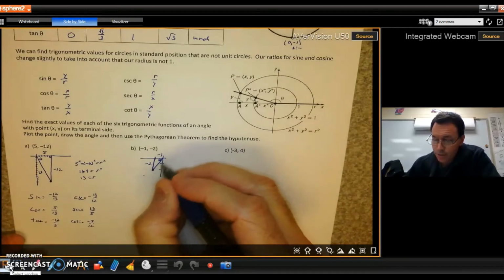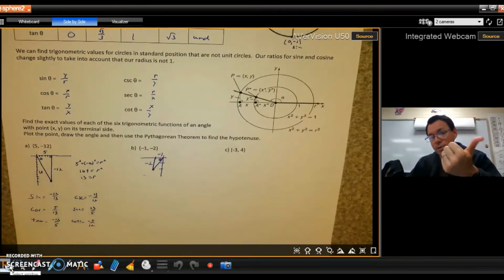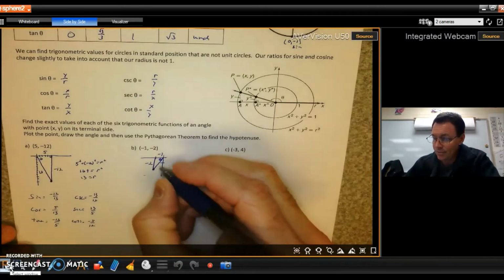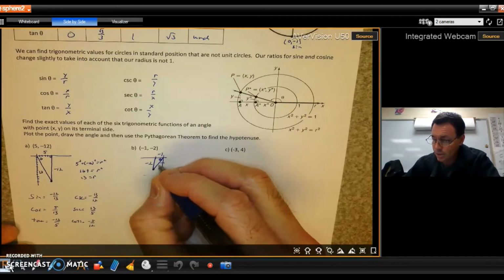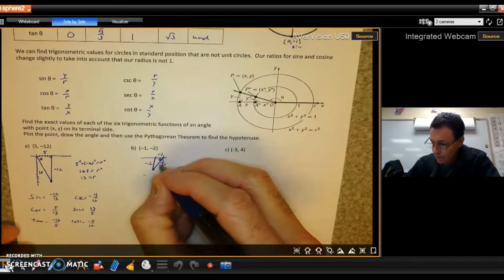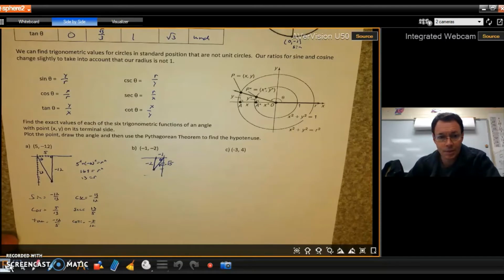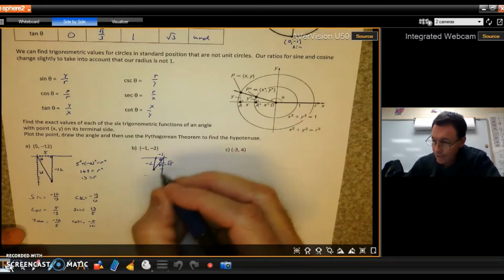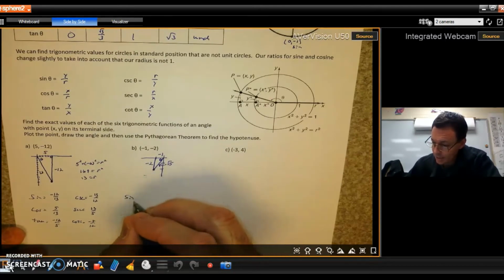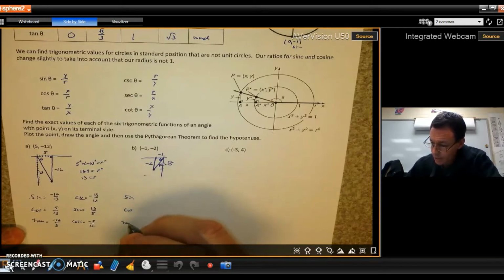So what's our hypotenuse going to be? Well, negative 1 squared is 1, negative 2 squared is 4. If I add those together, I'm going to get 5. So the hypotenuse is, let's see here, I'll put it over here, radical 5. That's our hypotenuse. So now I have everything I need: the sine, the cosine, and the tangent.